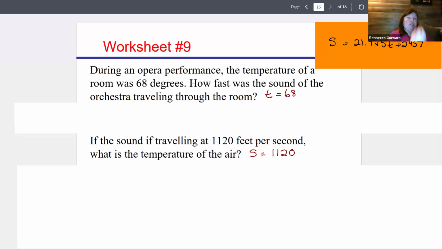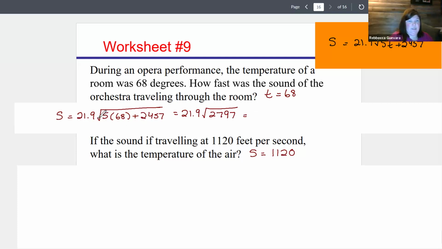Your first question is telling you T. It's telling you the temperature in the room, and it's asking me to find the sound. So the sound is just going to be 21.9 times the square root of 5 times T, which is 68, plus 2,457. I'm going to put that all in my calculator and not do it in bits this time. The square root of 2,797, times 21.9, is approximately, if we round to 2 decimal places like last time, 1,158.22 feet per second.